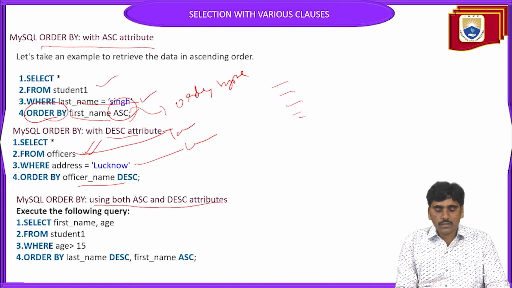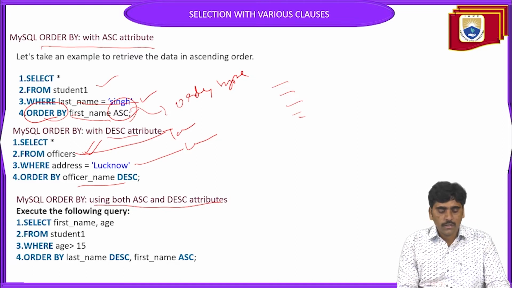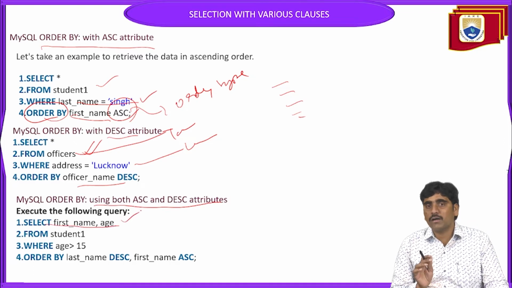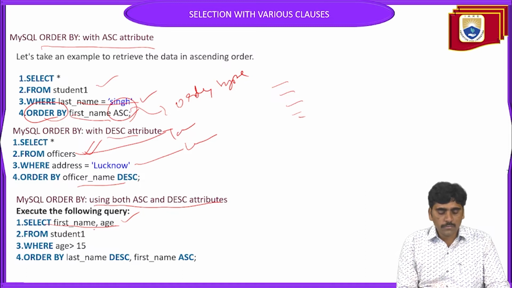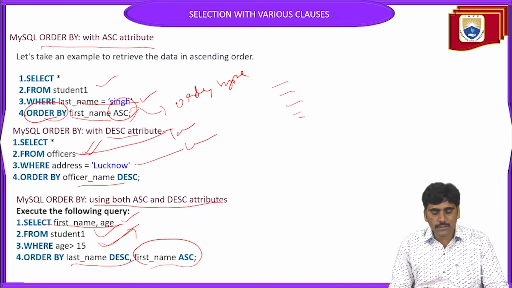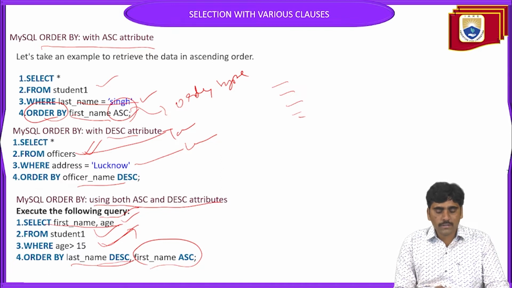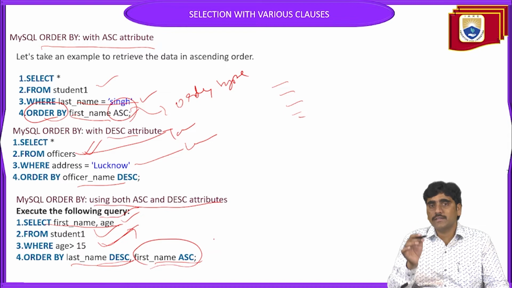Next, we can use both ascending and descending attributes simultaneously. How does it work? SELECT first_name, age. I want to display only the first name and age from the student table, WHERE age greater than 15, ORDER BY last_name DESC, first_name ASC. It should satisfy this condition and display only first name and age, where the last name is in descending order and the first name is in ascending order.